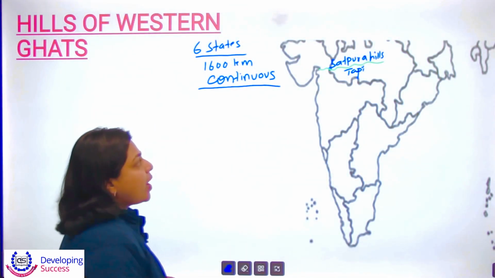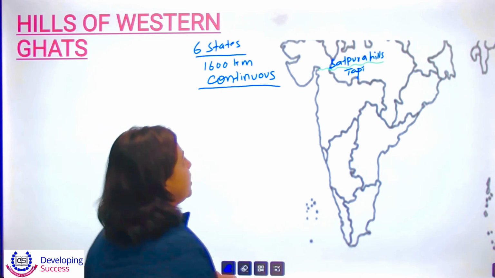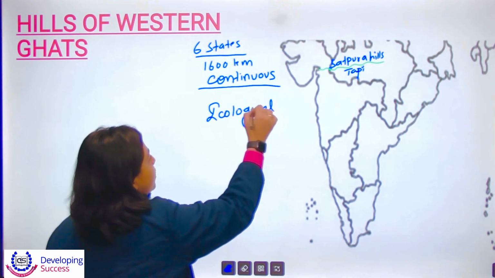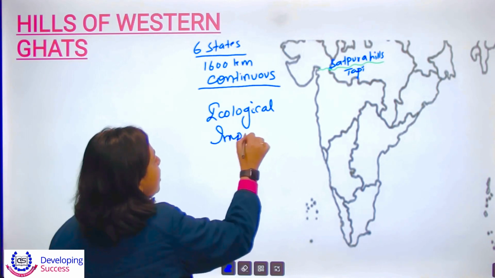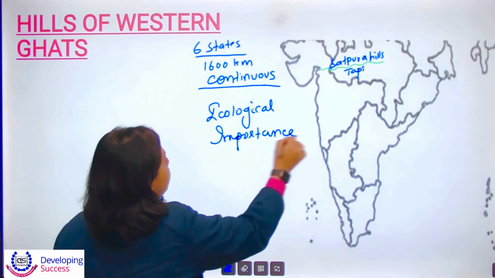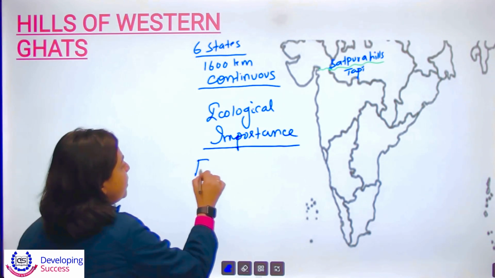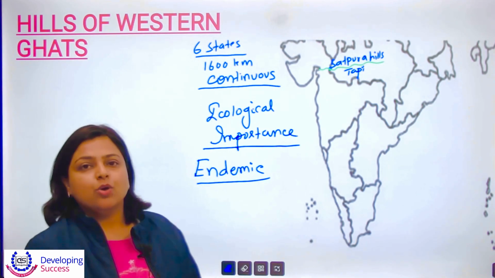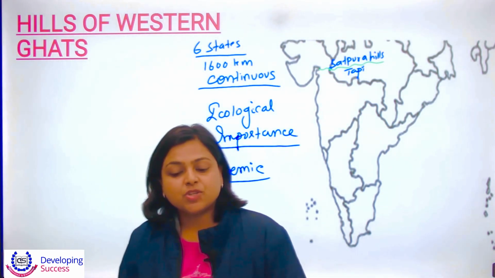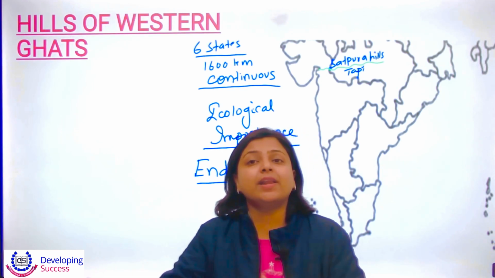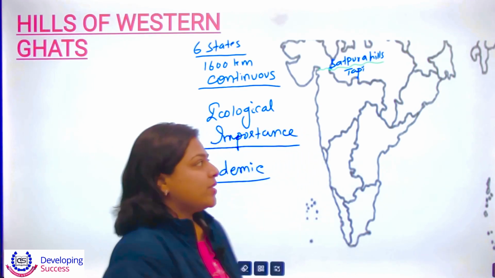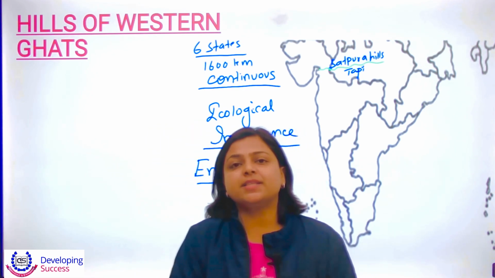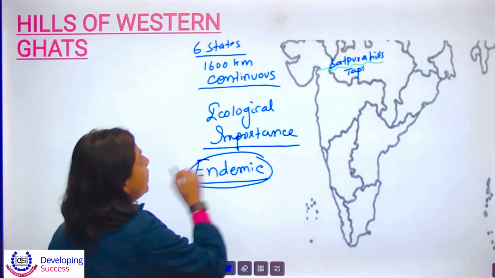Now I will tell you some facts about the Western Ghats: they are very ecologically rich. The ecological importance of the Western Ghats is very high. Why? Because in the Western Ghats are present endemic species. So what are endemic species? Endemic species are those species which are found nowhere else than in one place. The Western Ghats have many such species which you will find in no other place other than the Western Ghats. That is what is called endemic species.